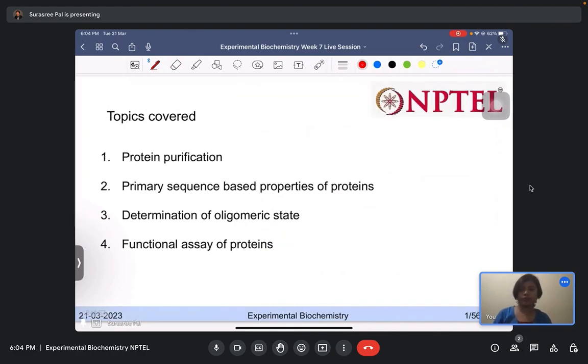In today's session, we are going to cover these topics: the basics of protein purification and primary sequence based properties of proteins, how to determine their oligomeric state, and what is actually meant by functional assay of proteins. In the previous class, we were discussing the several chromatographic techniques and how we can use them to isolate proteins. So now we will discuss how to begin the protein isolation step with the overexpression of protein.